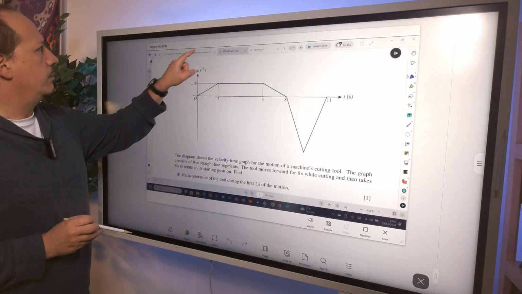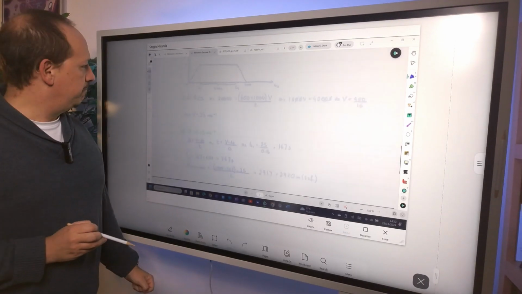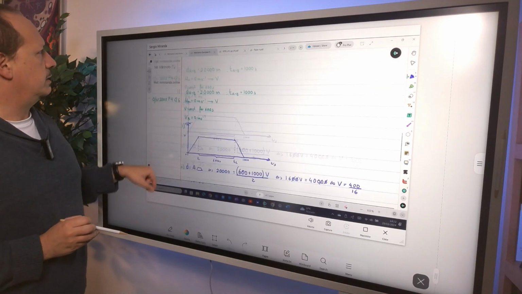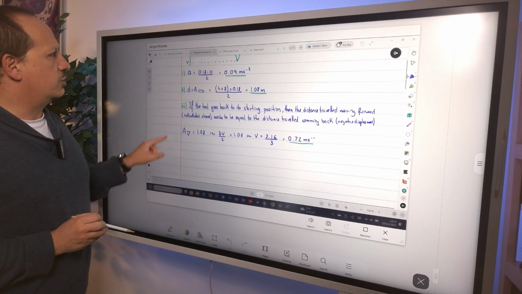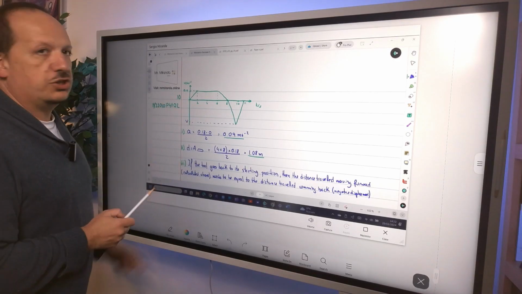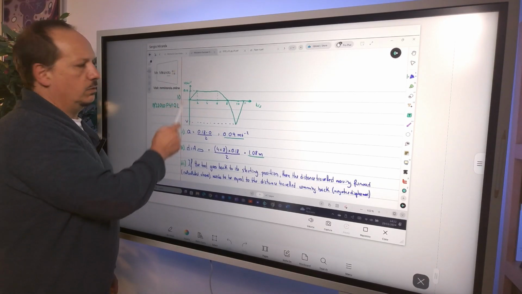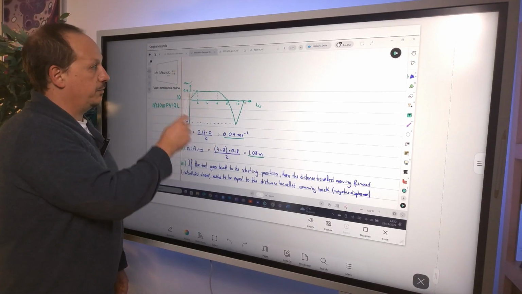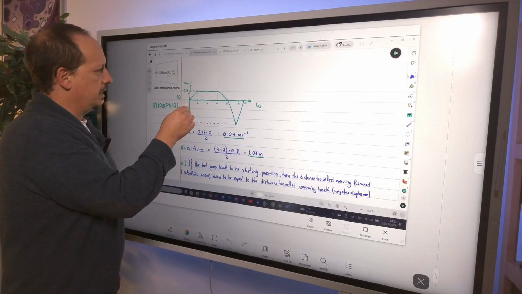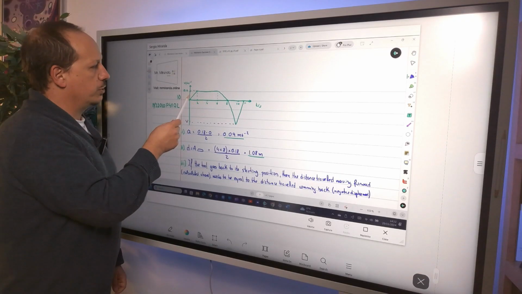Okay, simple enough. I reproduce here a little sketch of the graph. The first one, you want the acceleration in the first 2 seconds. So what you have is a velocity time graph. The acceleration is given by the gradient of the line. You have all the information required here.